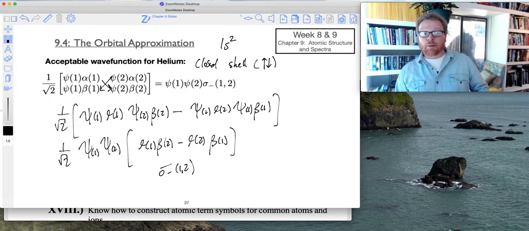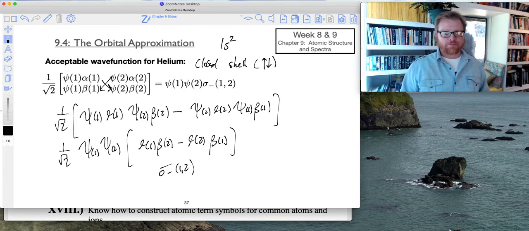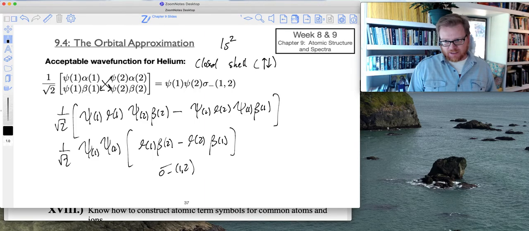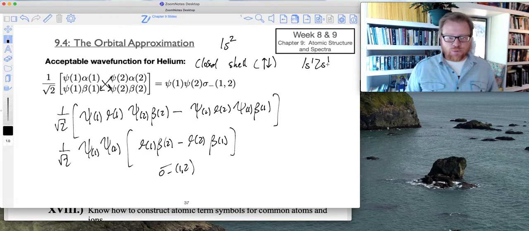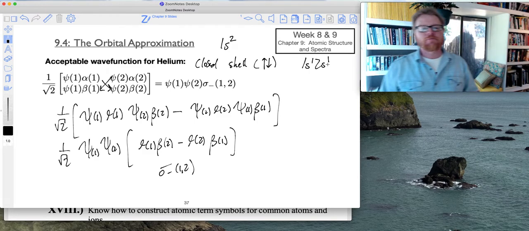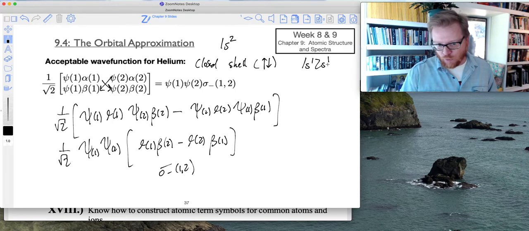So for helium, there is only one acceptable total wave function because of the spin states. If we were to do this for a helium excited state, which I'm going to show you next, so perhaps 1s1 2s1, and we were to do this matrix of possibilities, we would get 3 possibilities to describe this. And I'm not going to go through all of that.